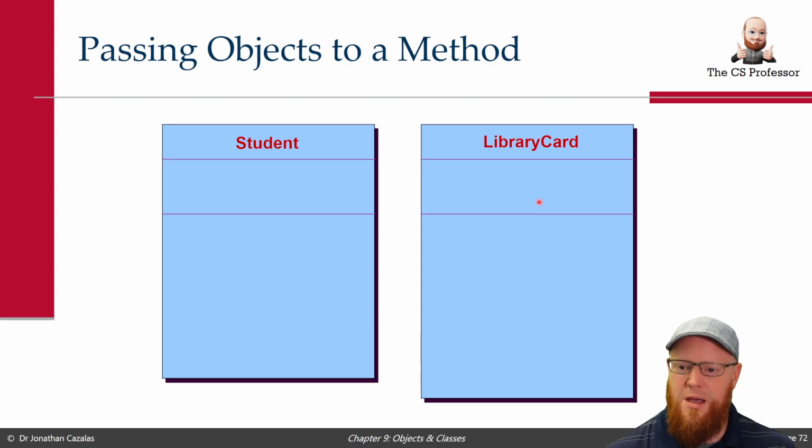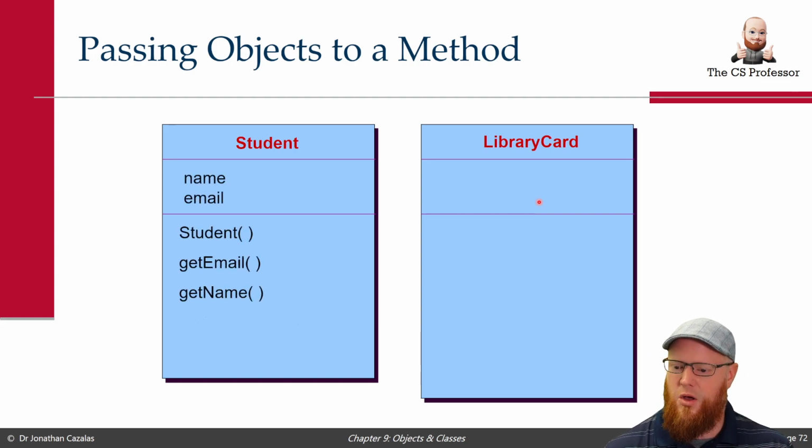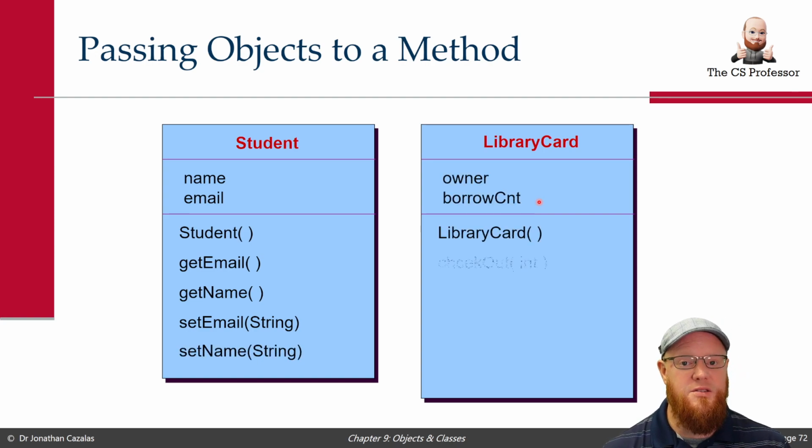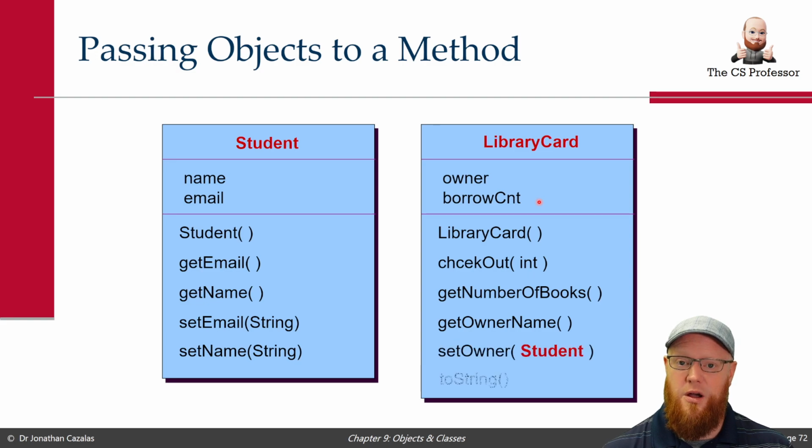So here is just an example. We're going to show two classes, the standard Student class. We have data members, name and email. We have a constructor, some getters and setters. And here we have a library card, which has an owner. We also have a variable called borrowCount that keeps track of how many books have been borrowed. We have a constructor, and then we have getters and setters, and also this method called checkout, which I see here is misspelled. This came from the publisher as well, directly from the book.